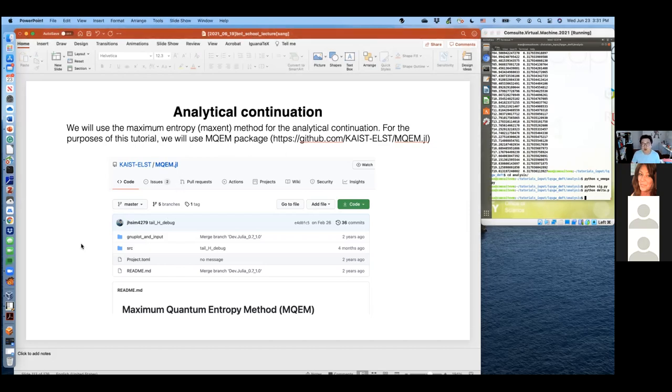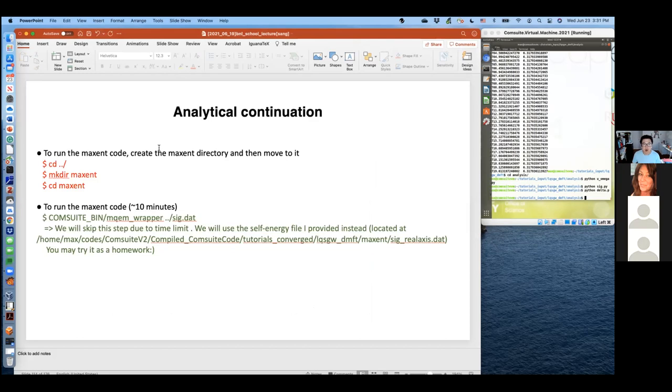And in the COMSUITE packages, we have this one. We can use the packages easily, and that package has been installed already. So let's make a directory and run it. Go to the parent directory on the LQSGW+DMFT here and make a maxent directory, mkdir maxent, and go into maxent. The way you can run the calculation is by using this command, which is the comsuite maxent wrapper, and you just specify where the self energy is located.